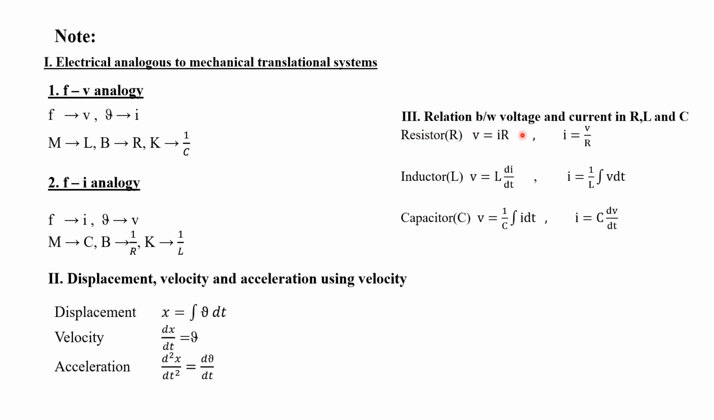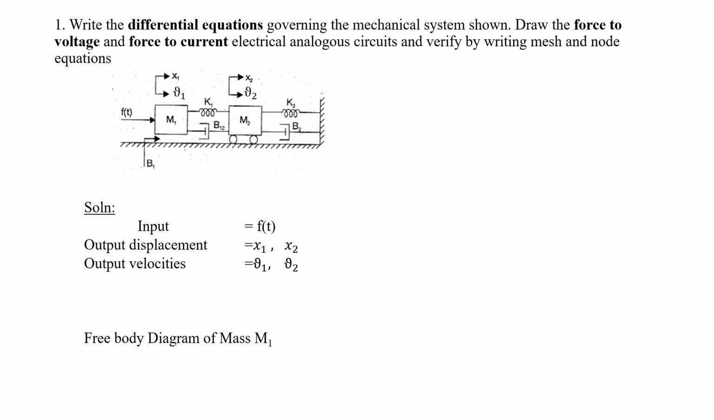Now, the relation between the voltage as well as current in resistor, inductor as well as capacitor. This also we studied in electrical system. Again you have to remember this one, then only we can solve the problems. For each element we can write the voltage value as well as the current value. Now we will see the problem in this analogous circuit.